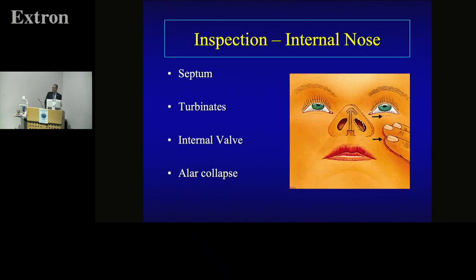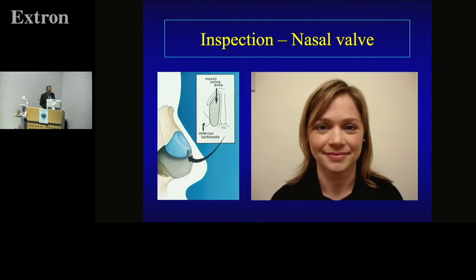Now, obviously, we're ENT surgeons. We really have to look at the nose properly. So we have to examine the septum, look at the septum, determine its internal valve and valve collapse as well. Valve collapse is very important.